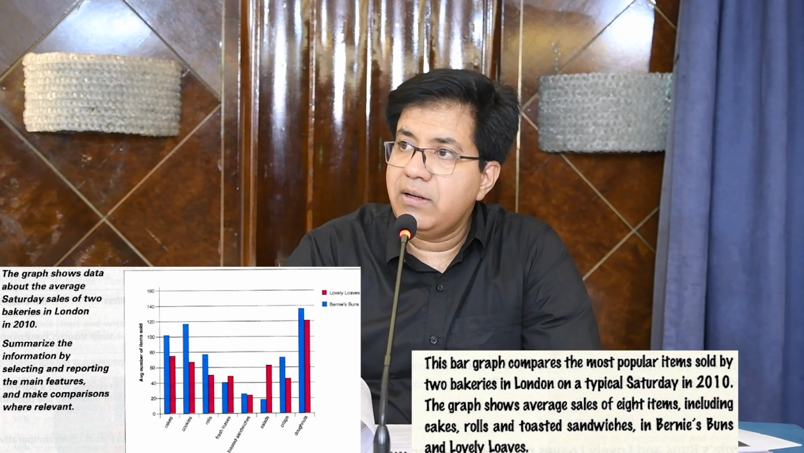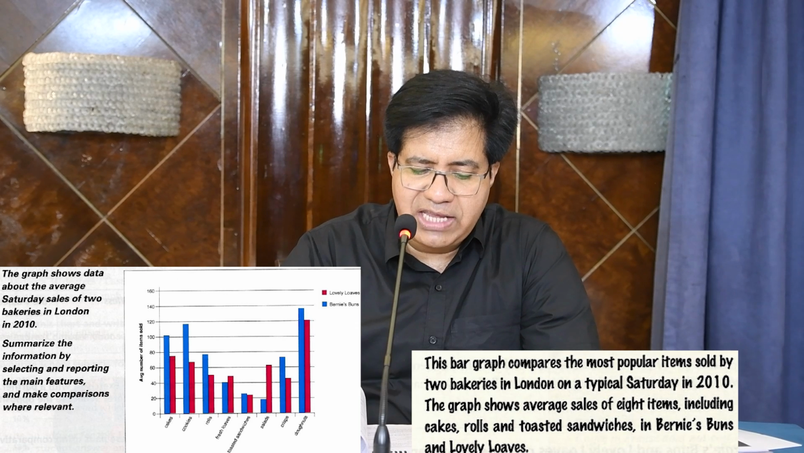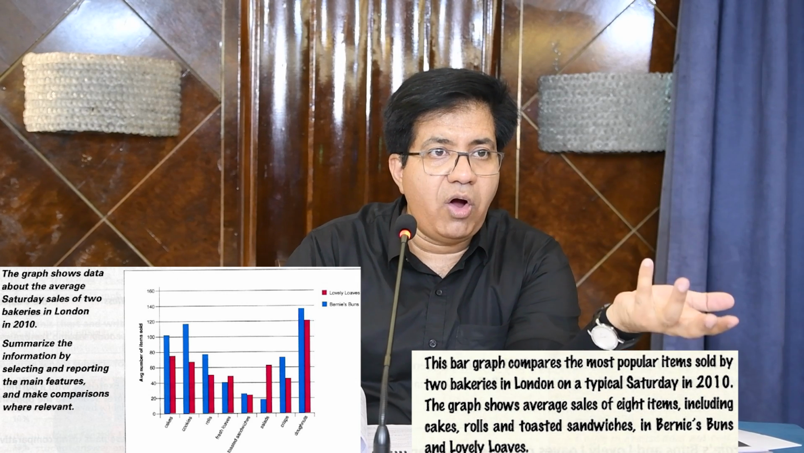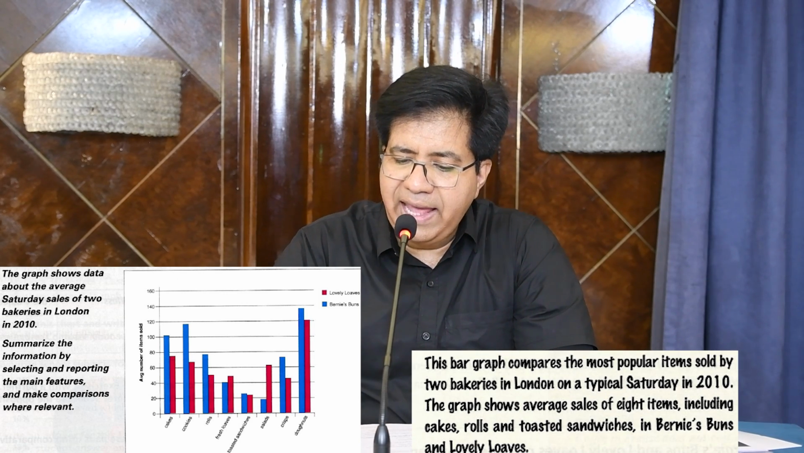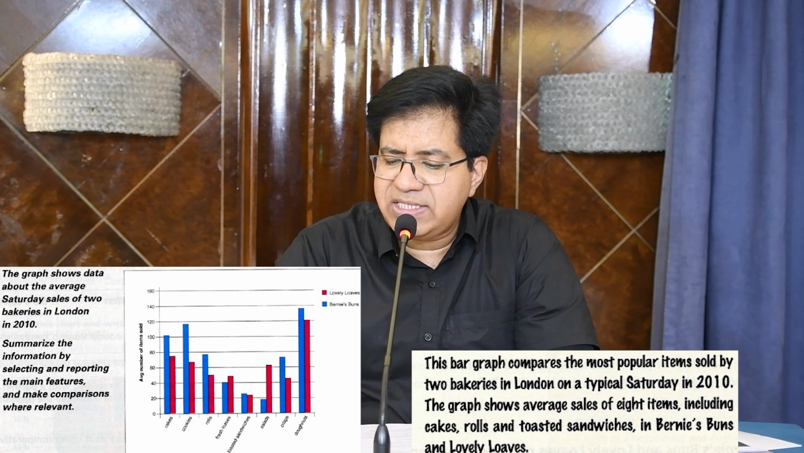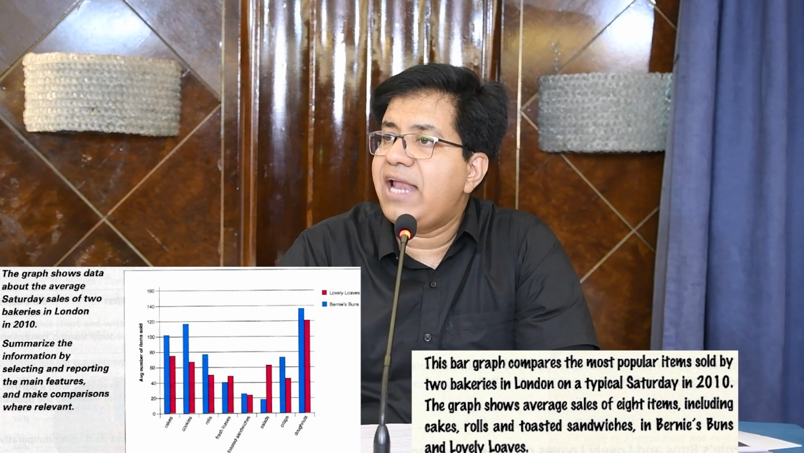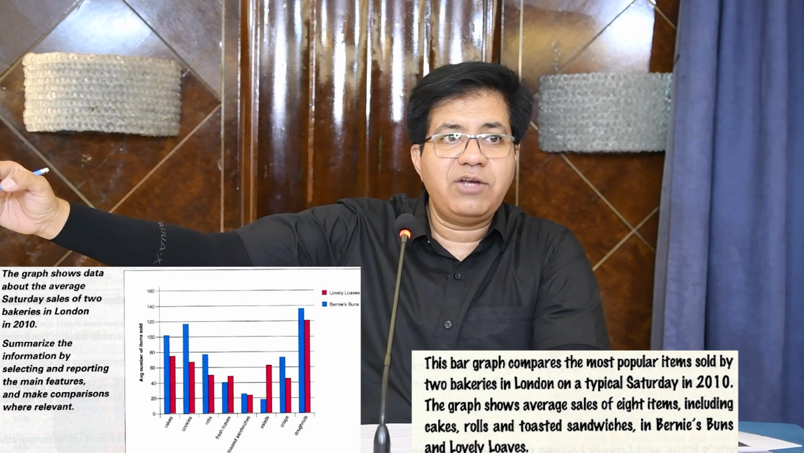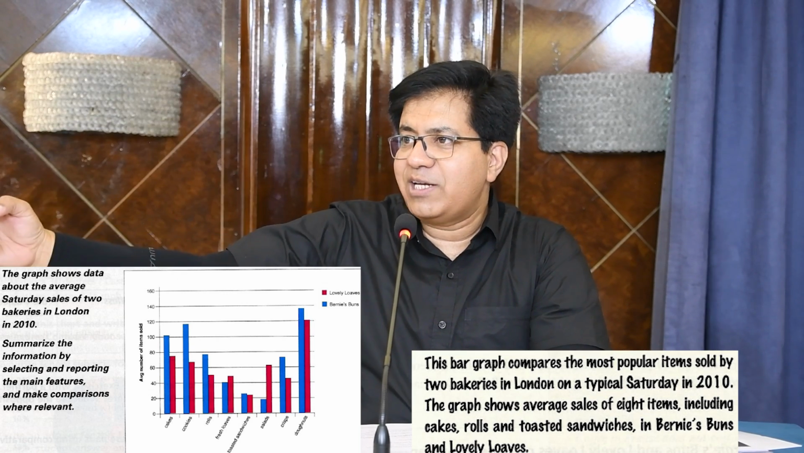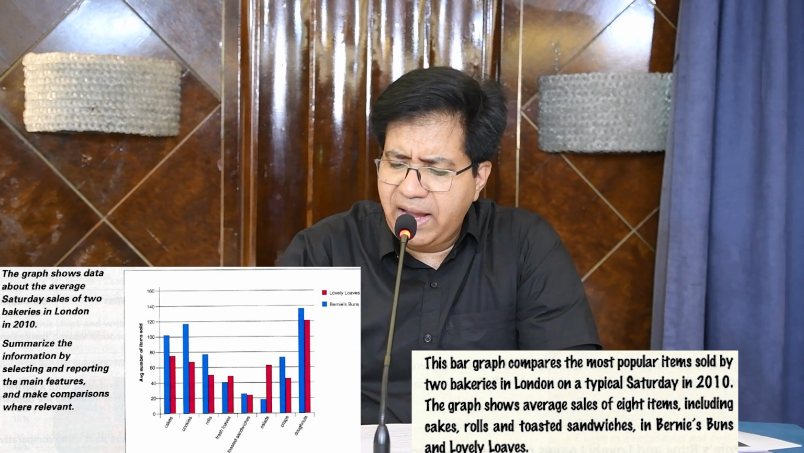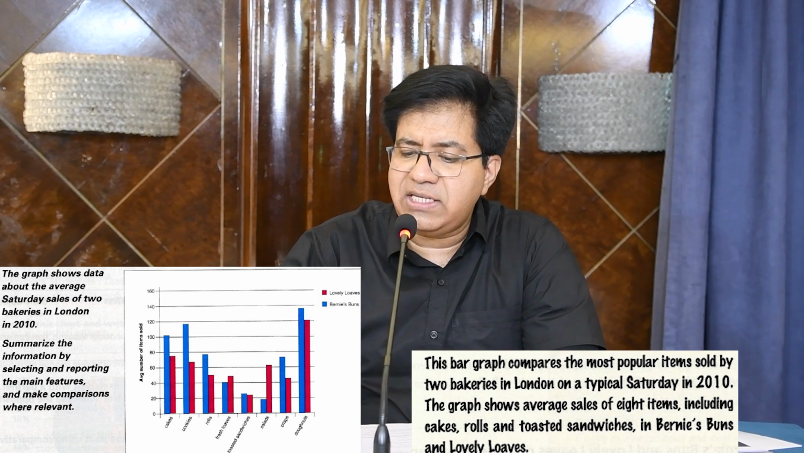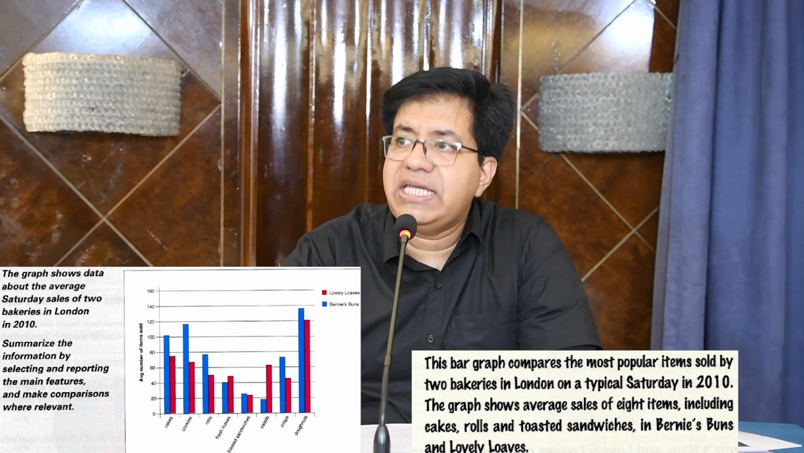This was already written, by the way. The graph shows data about the average Saturday sales and all that. So what you have to do is reword it. Just change the order, reword it, it will be fine. Next, the graph shows average sales of 8 items including cakes, rolls and toasted sandwiches. Now it is not necessary to talk about all 8 items. You don't say, I have to write 150 words, so I write all 8 items. Just write 2, 3 or the most popular items. Okay, Bernie's Buns and Lovely Loaves, that's it. This is the first paragraph, we call it introduction.